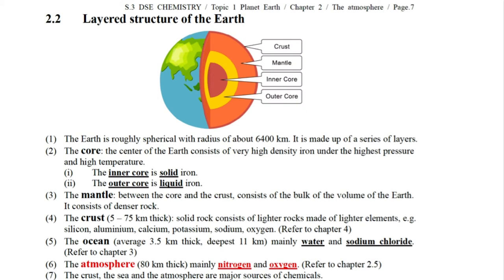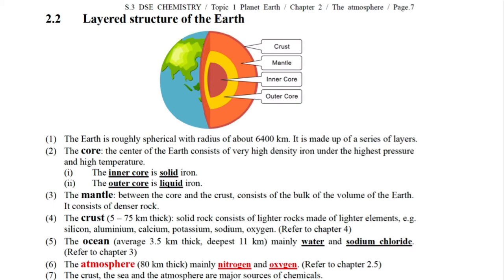So before we talk about different sources of chemicals, we talk about the layer structure of the Earth. But for this, don't worry, you need not memorize all these: crust, mantle, inner core, and outer core. Don't worry. And also no need to memorize the thickness, etc. for this, okay? Okay, for the atmosphere, here we'll go through this very quickly.